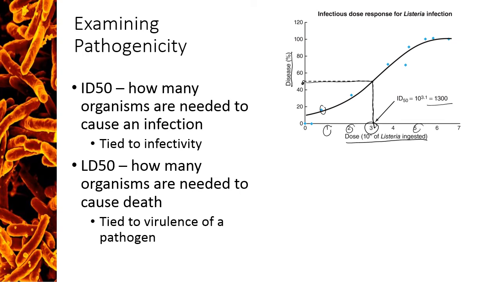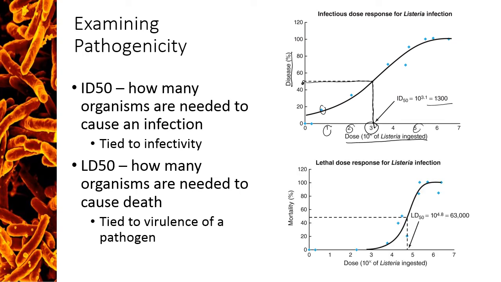You can do the same thing looking at the virulence of the organism. So again, we have the dose of listeria here, but now instead of looking at the percent of animals that were getting sick, we're looking at the mortality or the death of those organisms. And again, the LD50 is how many microbes you need to have that leads to the death of 50% of the population. So we come over and we find out that it's about 63,000.